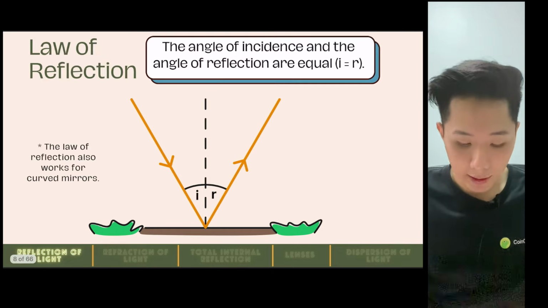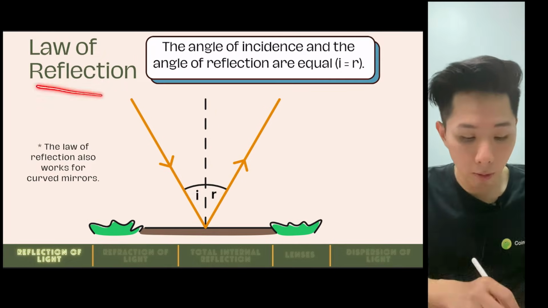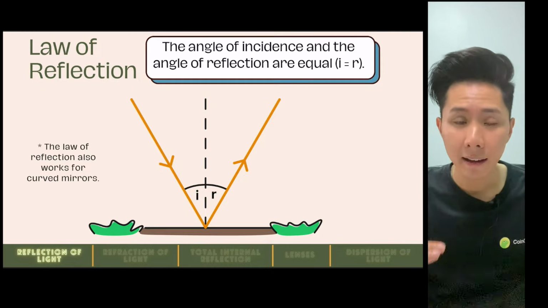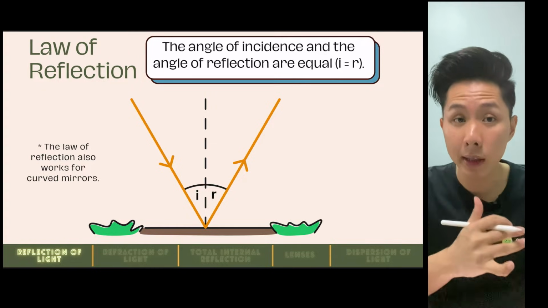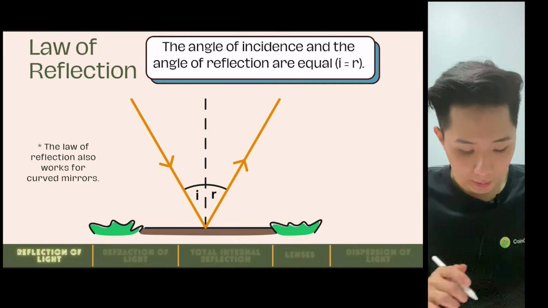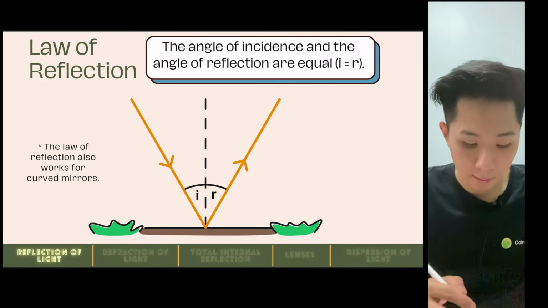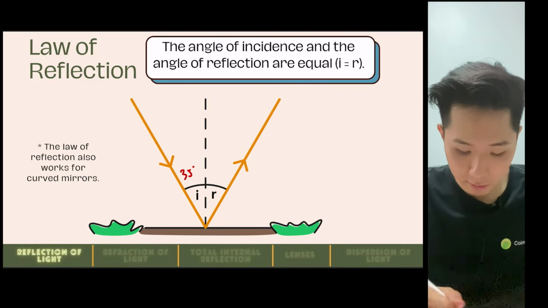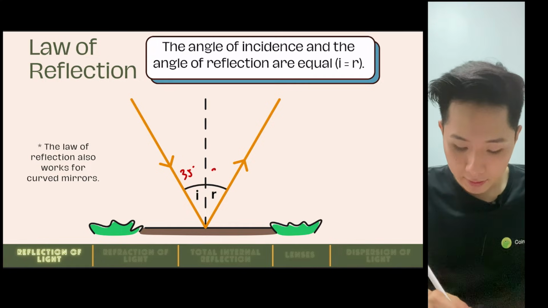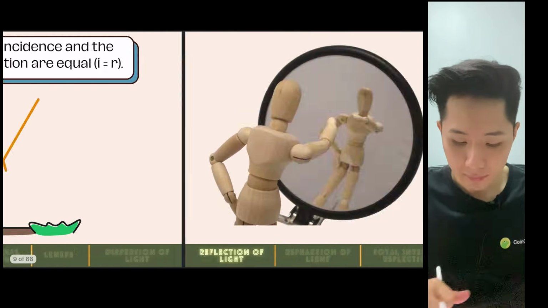All right, so that's reflection of light. In reflection, there's a law called the law of reflection. It says that the angle of incidence must be equal to the angle of reflection. The law of reflection also works for curved mirrors. So in my case, if this is 35 degrees, then the angle of reflection will also be 35 degrees.